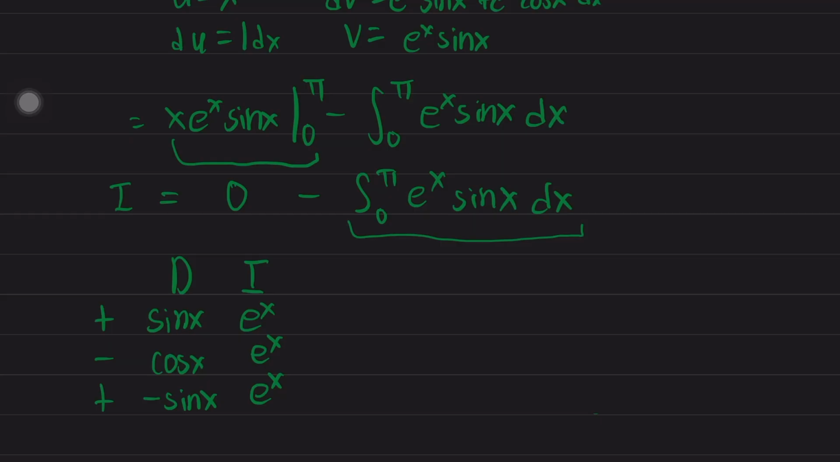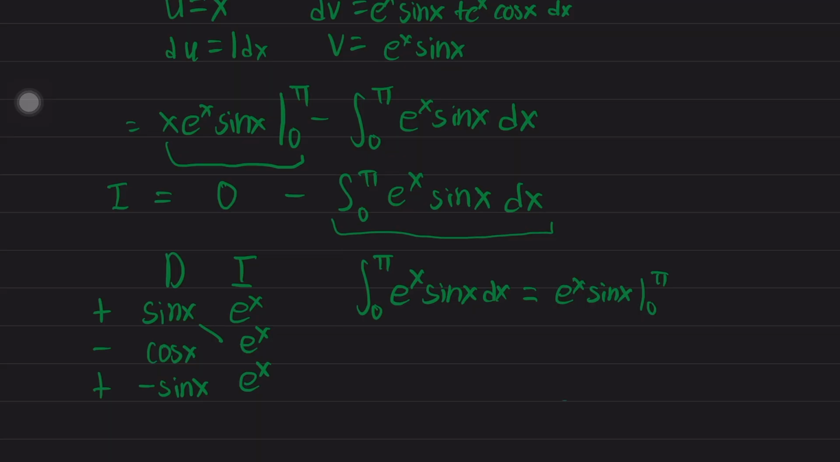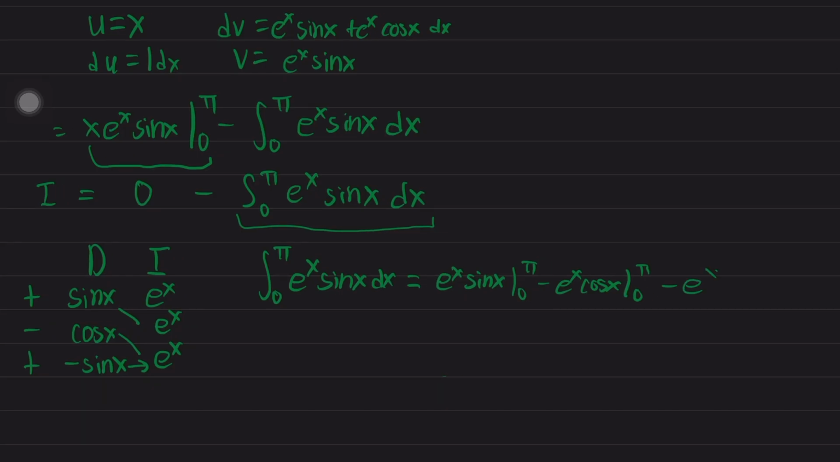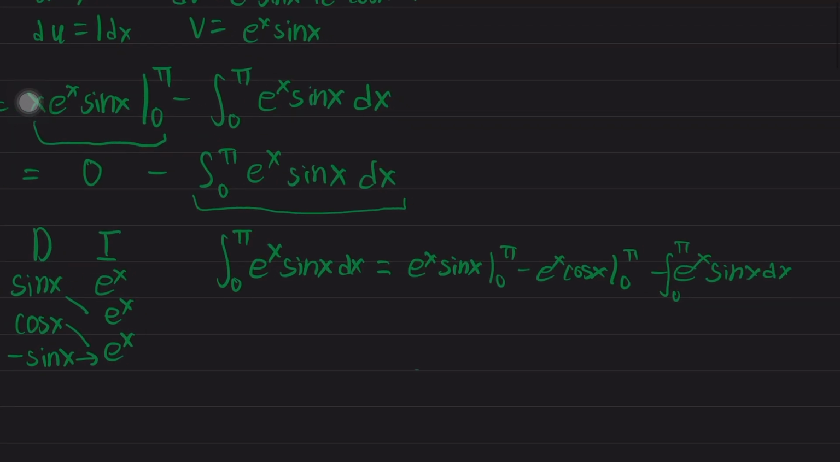So we now have this integral from 0 to pi of e to the x sine x dx is the same as, we go here, e to the x sine x from 0 to pi, minus e to the x cosine of x from 0 to pi. And then we have minus the integral from 0 to pi of e to the x sine x dx. So now we can evaluate this.